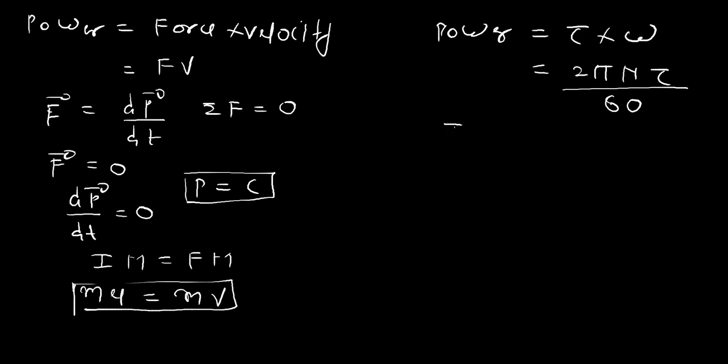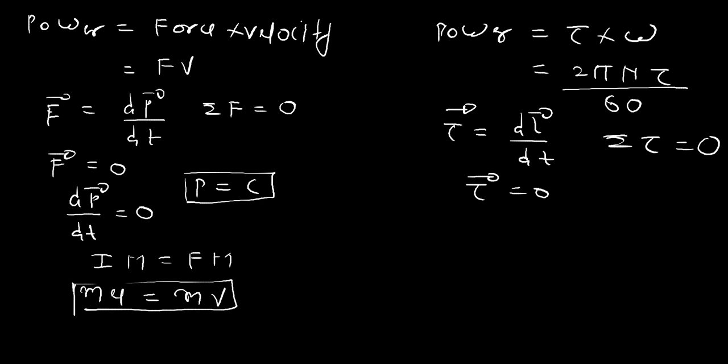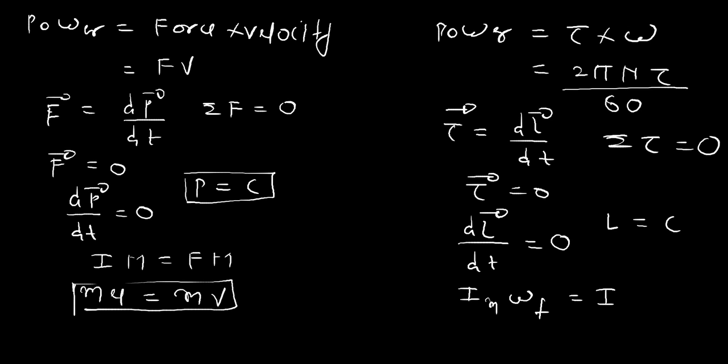Similarly, torque is equal to rate of change of angular momentum. If this net torque, the summation of torque, becomes zero, then dL by dt is equal to zero. That is, angular momentum becomes constant. So finally, initial angular momentum is equal to final: I initial omega initial equals I final omega final. But here you have to put I initial and final, because it has some change in it. We have studied this in the law of conservation of angular momentum.